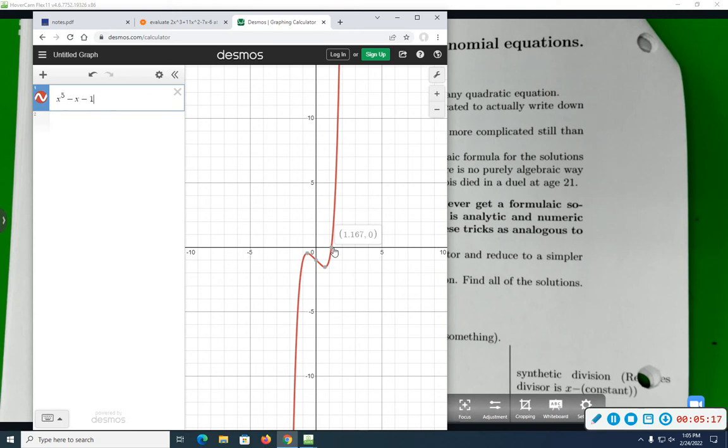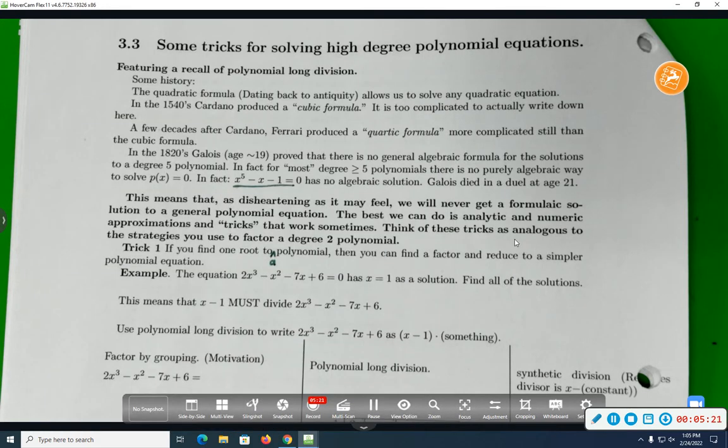How do people feel about that? So far with me? Now that we've accepted the fact that there's no single way to solve absolutely every high-degree polynomial equation, let's try to solve some high-degree polynomial equations. We'll build some tricks that will tell us partial information and work sometimes. So, the first of those tricks is the following.